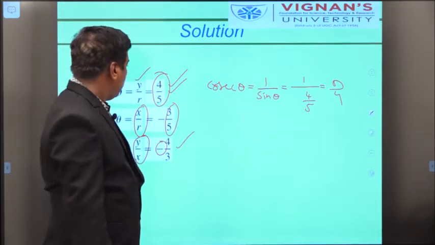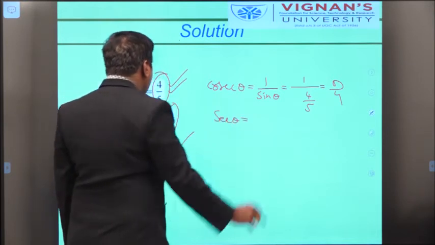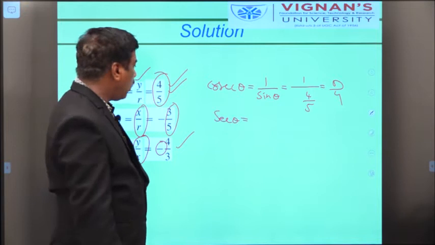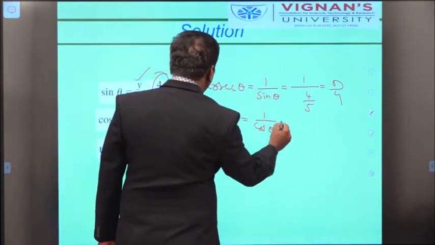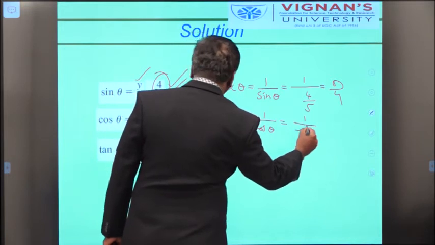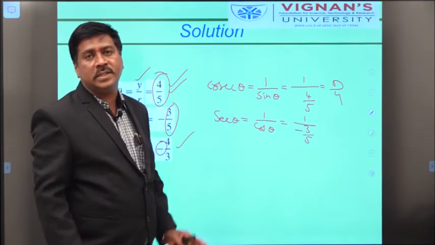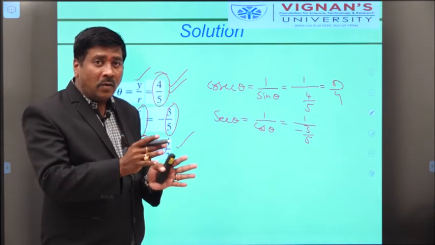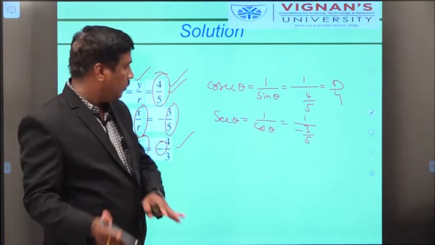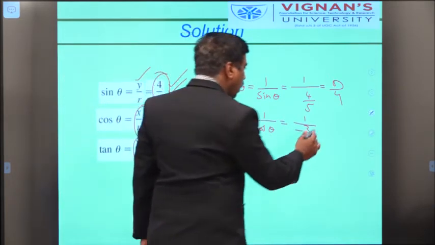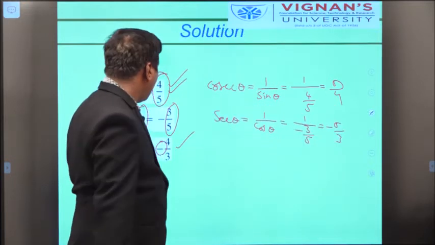Similarly, secant theta is equal to the reciprocal of the cos, that is equal to 1 by cos theta. Then this is equal to 1 by minus of 3 by 5. Please all of you keep this in your mind. With the negative sign I have to consider, because in the second quadrant cos and the inverse of the cos both are negative. That is why I have to take this value as negative, that is equal to minus of 5 by 3.